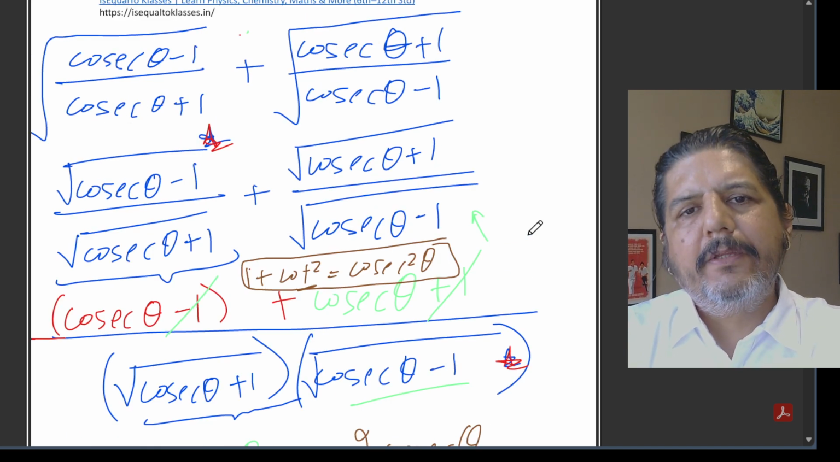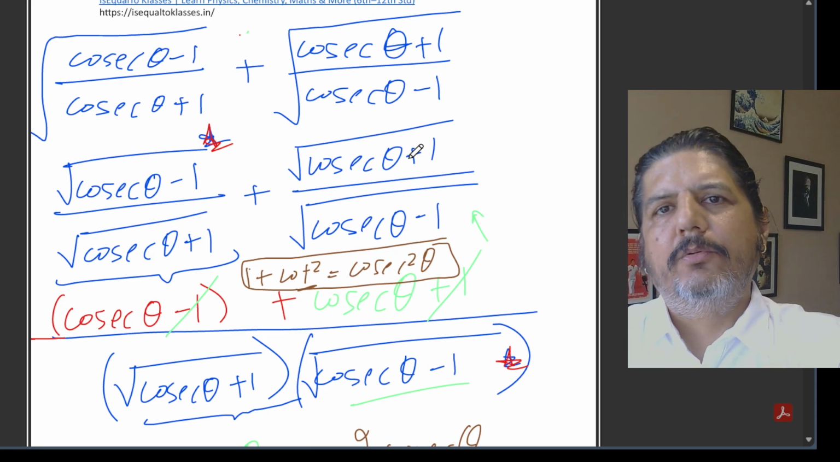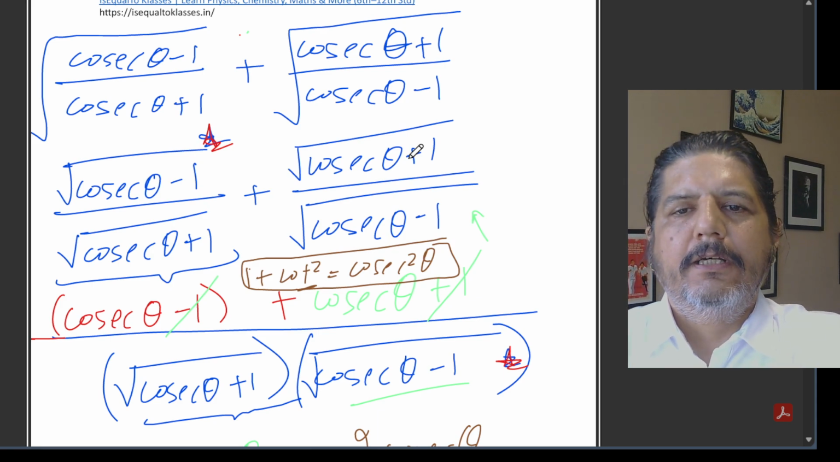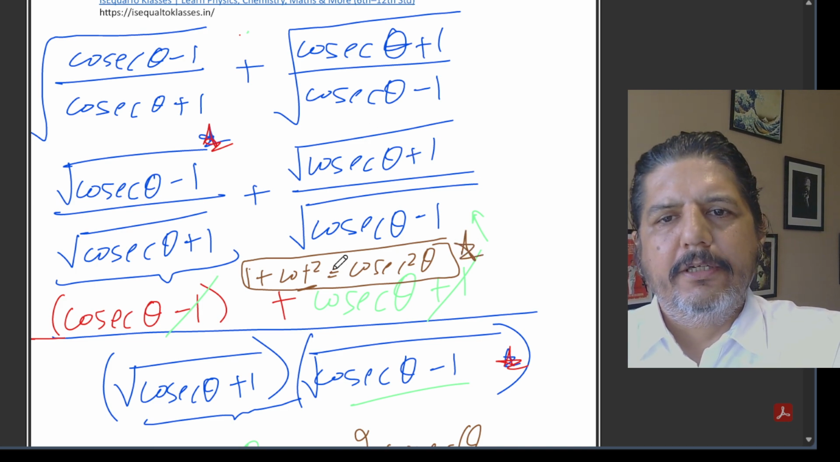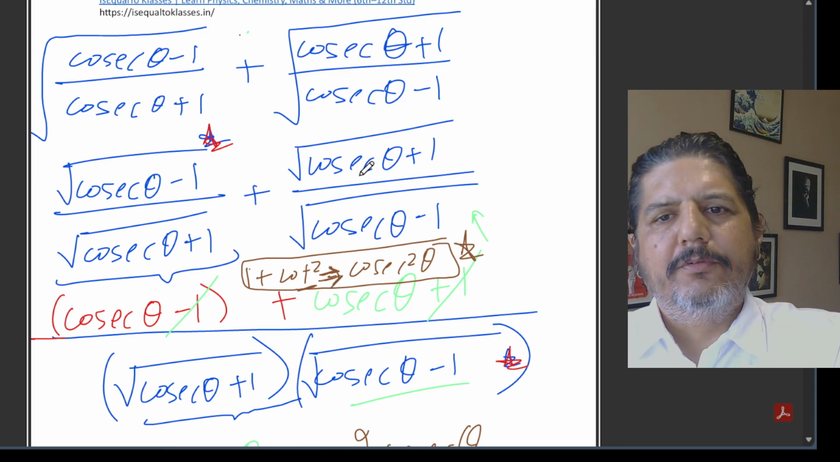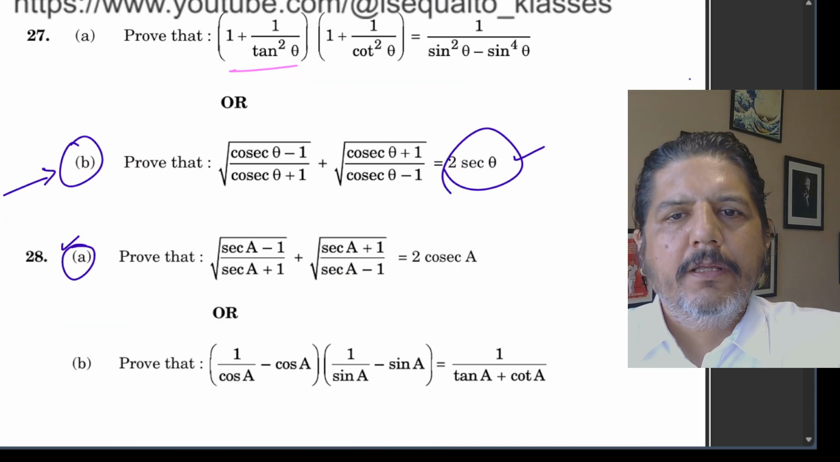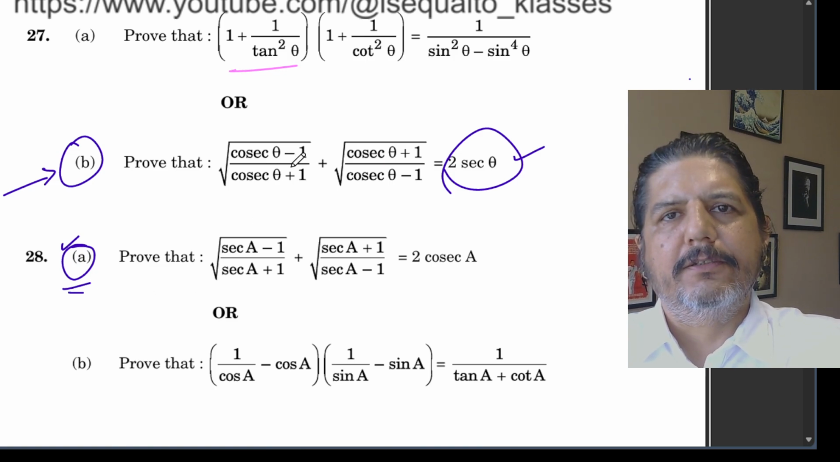As I told you, this question has more to do with how good your algebra is, how good your manipulation of algebra is, rather than the trigonometric identity. The trigonometric identity was only used here, that 1 plus cot square theta is equal to cosec square theta. Now let's do the next question. The next question is almost the same as the one we have done. Let's start.